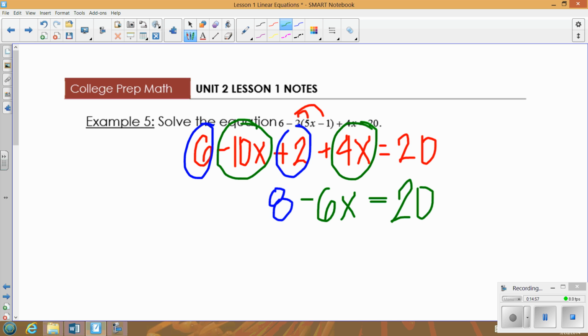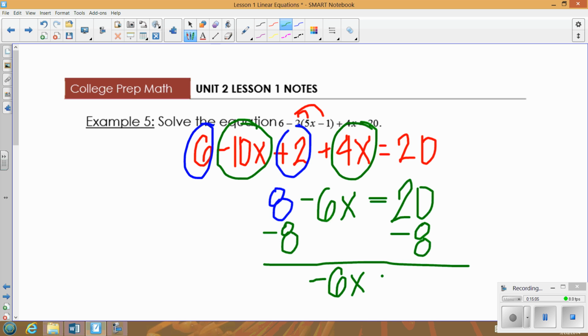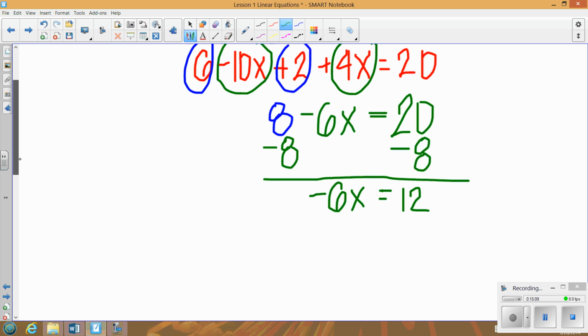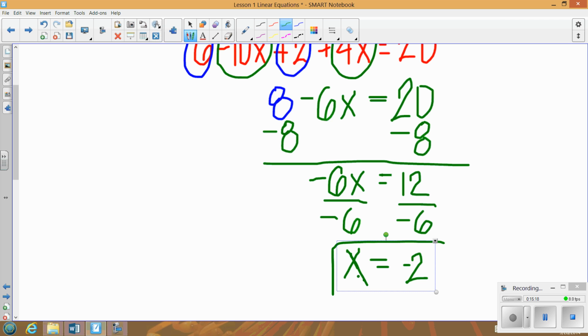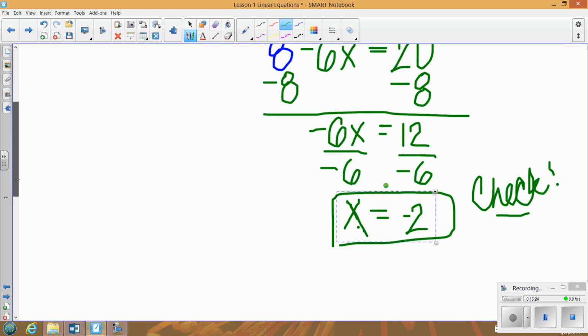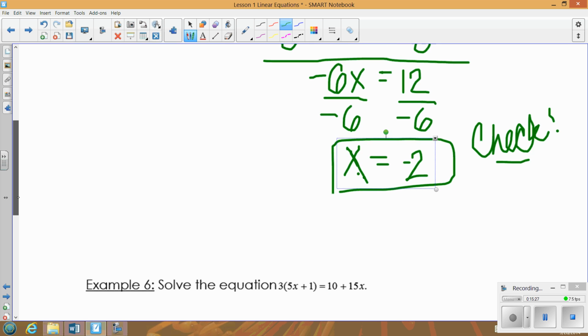And now you want to get x by itself. So move over the 8 because you're trying to get x on one side and numbers on the other. So we have negative 6x equals 12. Divide both sides by negative 6. So we get x equals negative 2. And again, you would check your solution just by plugging it in. All right, let's look at the next one.